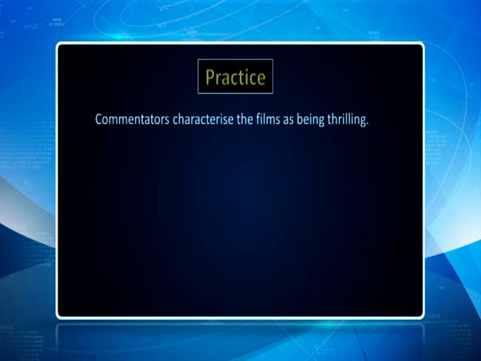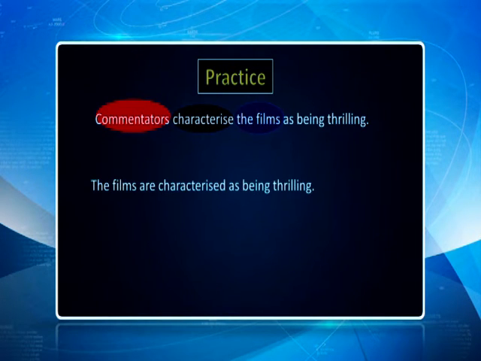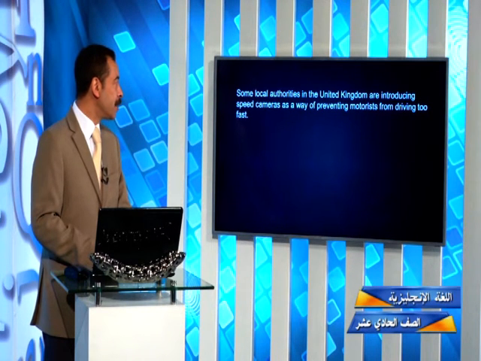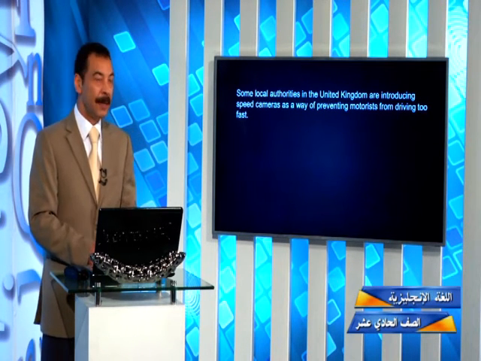Okay, some more practice on the passive. Please try to do this one. Commentators characterize the films as being thrilling. So what is the object, what is the subject, and what is the verb, so that you can make the passive sentence? This is the subject, this is the verb, and this is the object. So it becomes: the films are characterized as being thrilling. Great? All right.